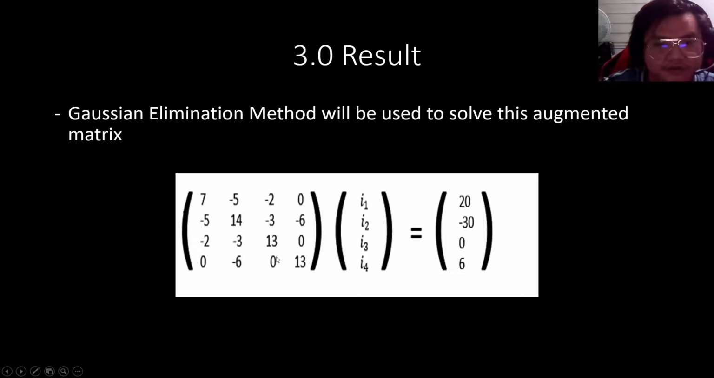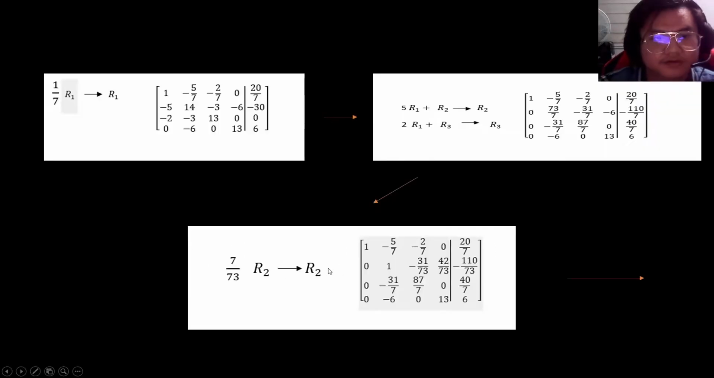Here is already 0. So the first step is to make the first number equal to 1 by multiplying 1 over 7 into the first row. So we'll get 1, -5 over 7, -2 over 7, 0, and 20 over 7.